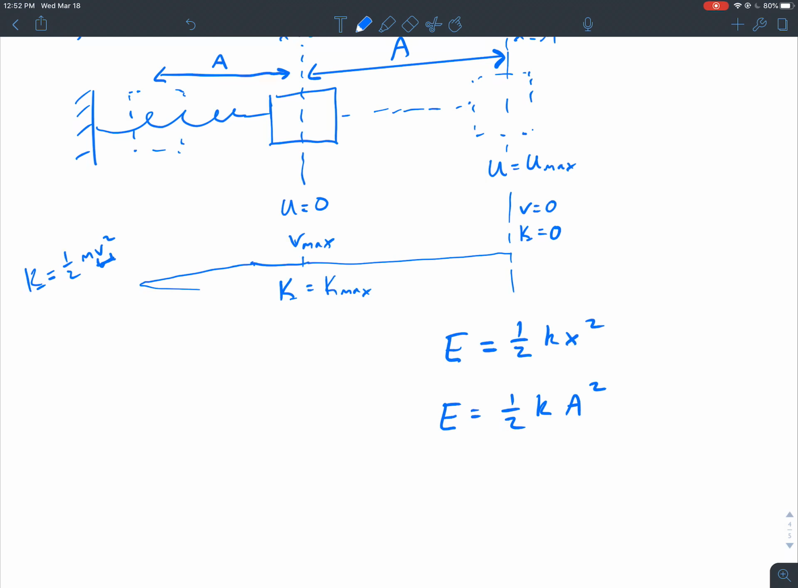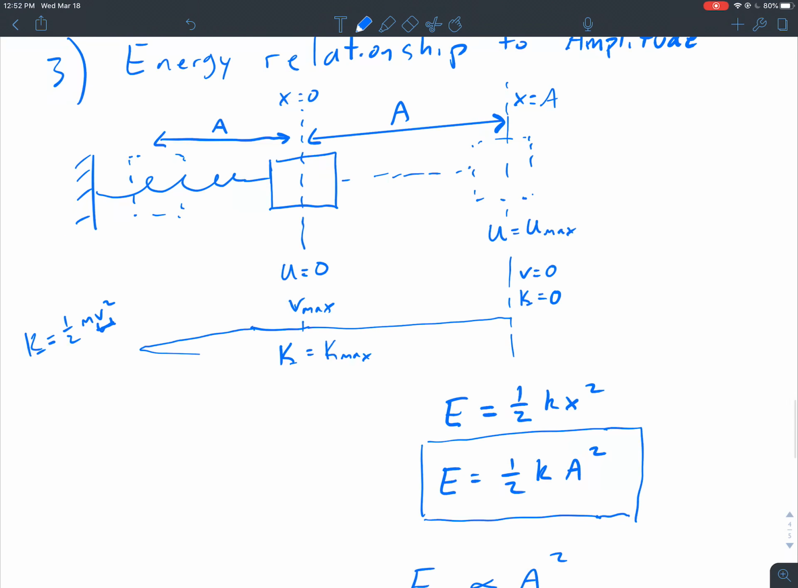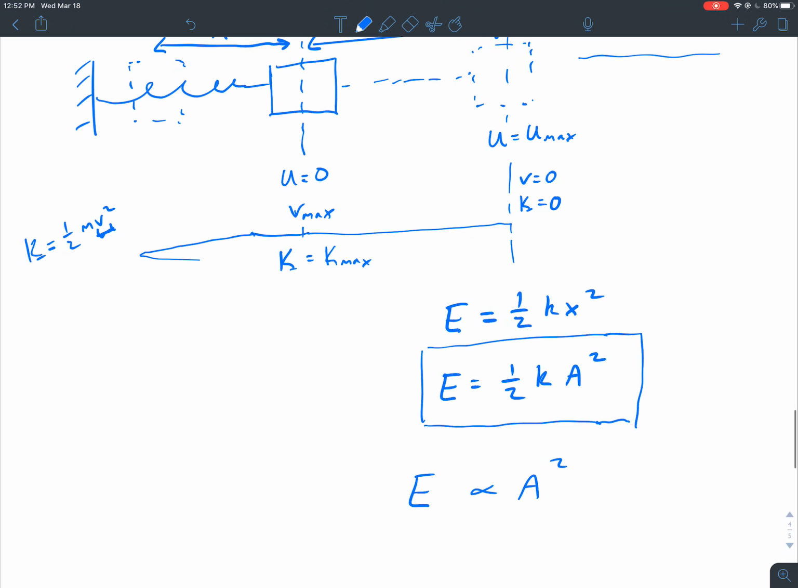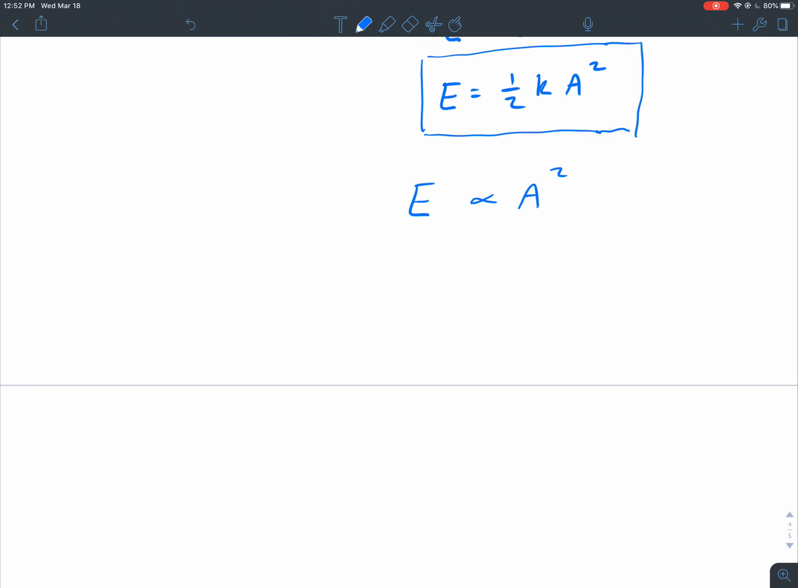But okay, looking at this, this is very simple, right? Our energy is proportional to the amplitude squared. So if I stretch this twice as far, all the way over here to 2A, my energy is going to go up by a factor of 4. We've done stuff like that before. But here's the thing.